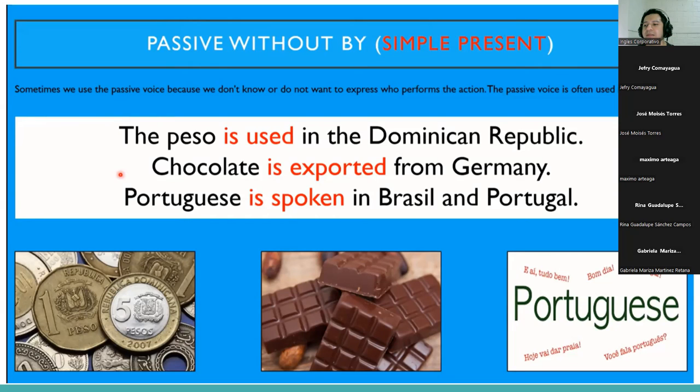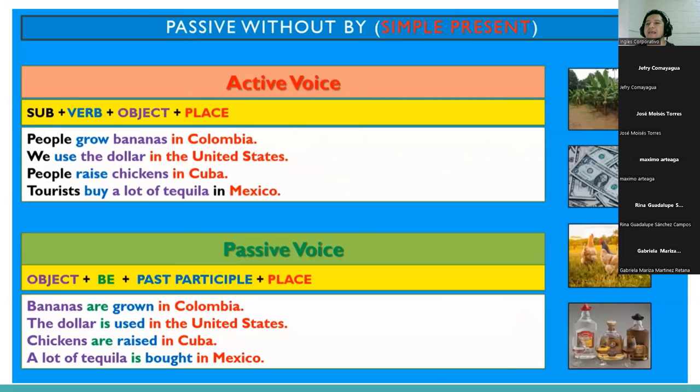Portuguese is spoken in Brazil and Portugal. So all of these, the red parts are passive, right? And the doer of the action is not mentioned there. So that is the passive voice without the doer of the action, without by, right? If we know the doer of the action, we can add it. But in these examples, we don't have it. It's not needed. And we have passive without by, active voice, and passive voice.